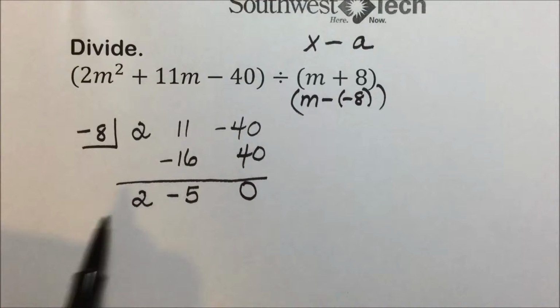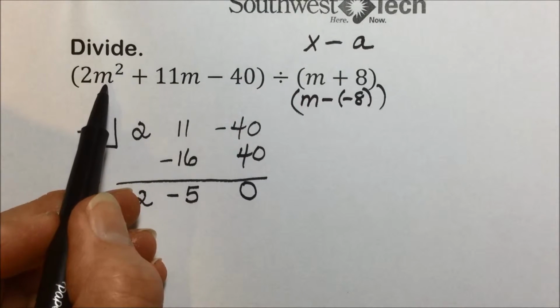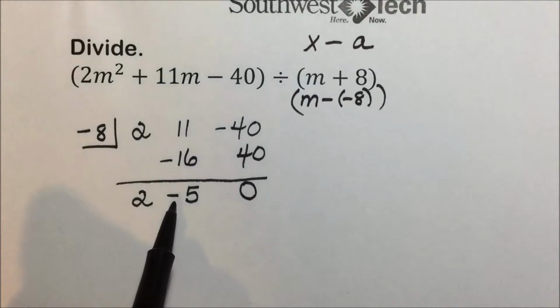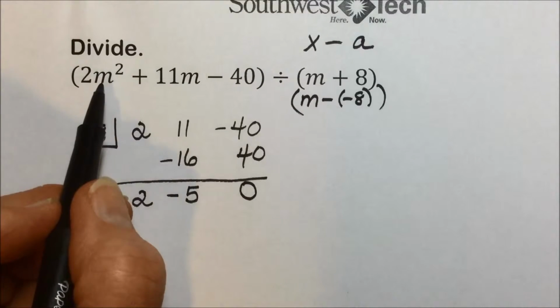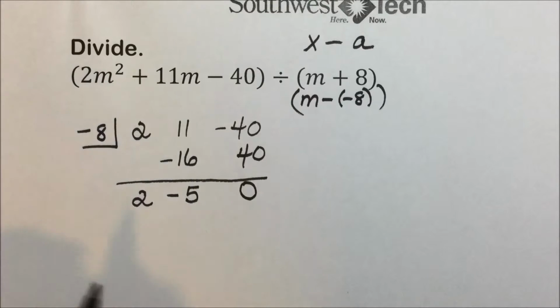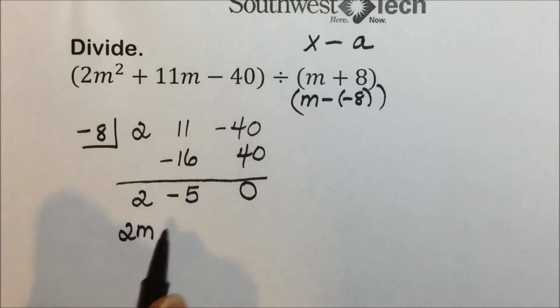These numbers form what is called the depressed equation. The depressed equation is 1 degree less than we started out with. We started out with a second degree polynomial. These are the coefficients of one lower degree. In other words, m to the first would be our highest degree term, and this is the coefficient of that, 2 times m. A lower power is just our constant term, or m to the 0, which is negative 5.